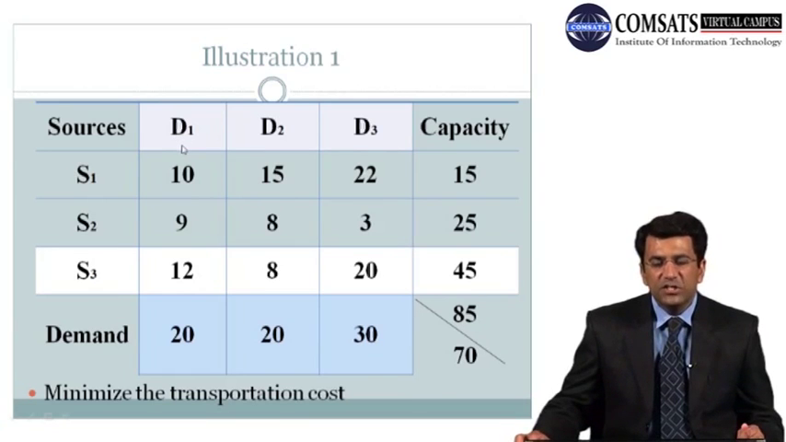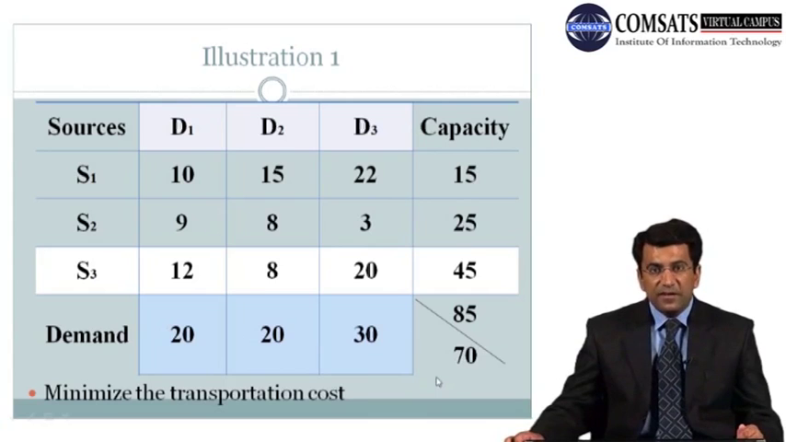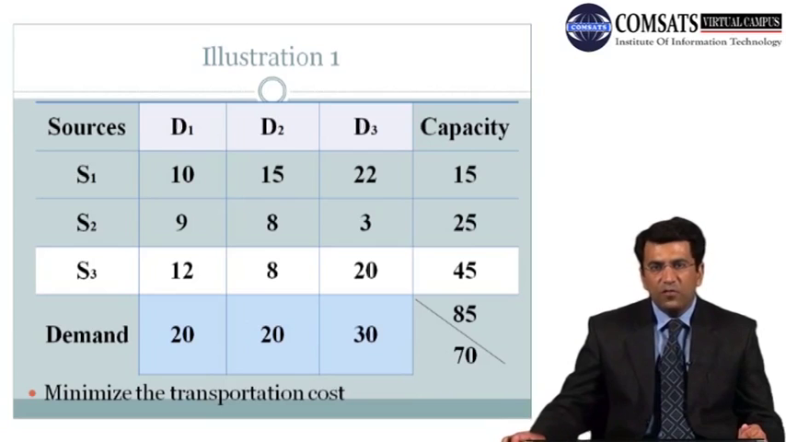The demand of the destination D1 is 20. The demand of the destination D2 is 20. The demand of the destination D3 is 30. And the total demand of all of these destinations D1, D2, D3 is 70. Now what's happening here, students? Our total supply is 85, but our total demand is 70. So this is the particular case I was talking about, that supply is greater than the demand. So we will see how we can deal with this particular situation.